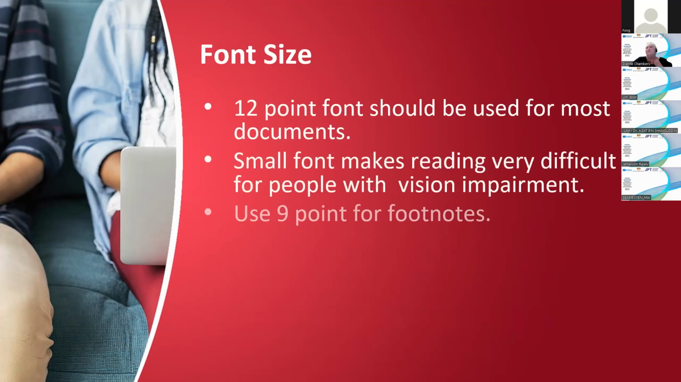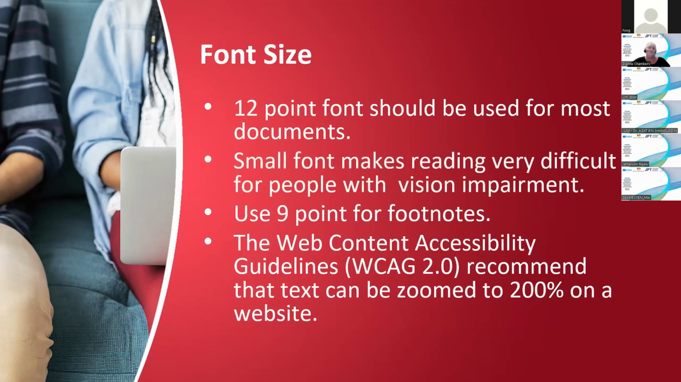When we're looking at font size, documents, 12-point font should be the minimum. Now, if I've got a document online, students should be able to magnify that document using either the inbuilt function or using their particular screen reader. Small font makes reading very difficult for people with vision impairment. They're suggesting 9-point font for footnotes. So these are just some rough guidelines.